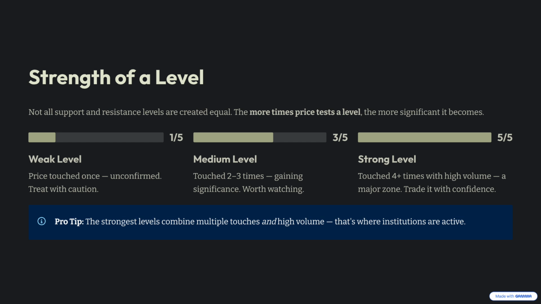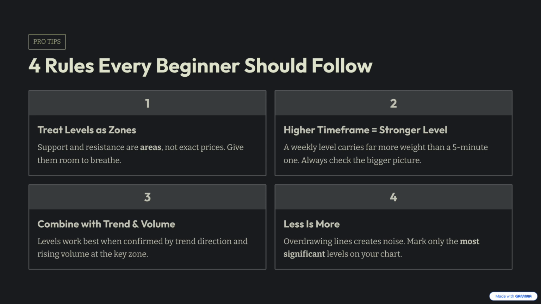Biggest beginner mistake? Treating these levels as exact prices instead of zones. Markets are messy. Treat them as areas, not perfect lines. Also, combine them with other tools like trend lines or moving averages for even better results.